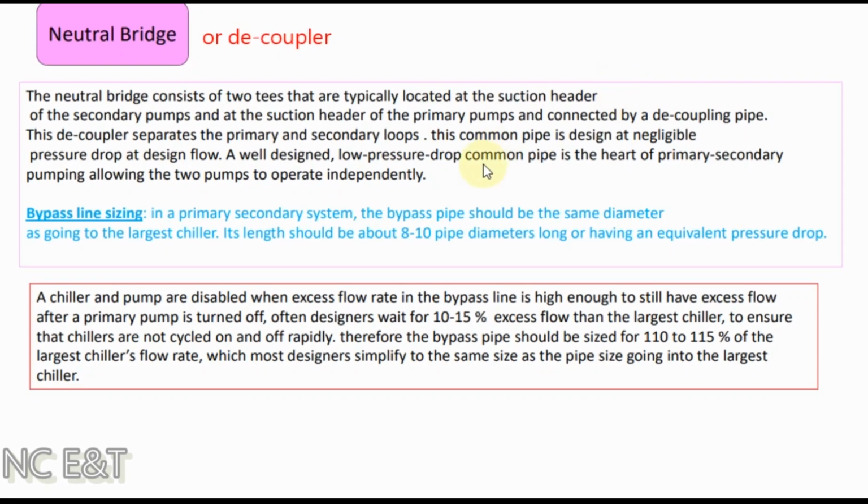What is the neutral bridge or decoupler pipe? The neutral bridge consists of two tees that are typically located at the suction header of the secondary pumps and at the suction header of the primary pumps and are connected by a decoupling pipe. This decoupler separates the primary and secondary loops.